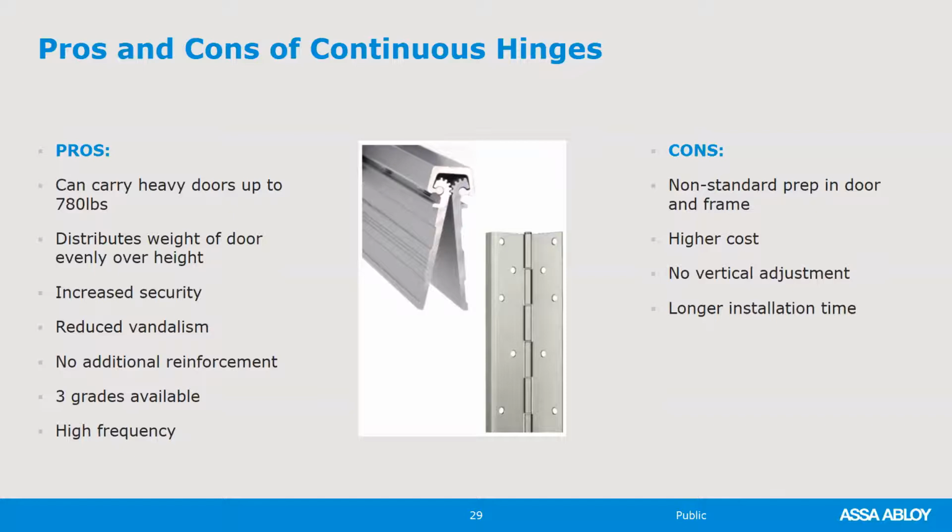There are 3 grades available, although for most hospitals, you'll only use the grade 1, and they are good for high-frequency doors. Disadvantage or con, it is a non-standard prep in the door and frame. Instead of, some people say either oversize the frame head or undersize the door. Unless the contractor tells you they want the frame oversized, that changes the rough opening. It's better to undersize the door when you're dealing with continuous hinges.